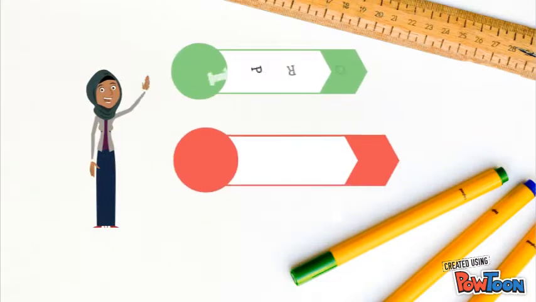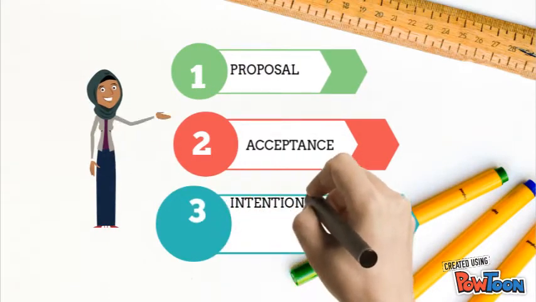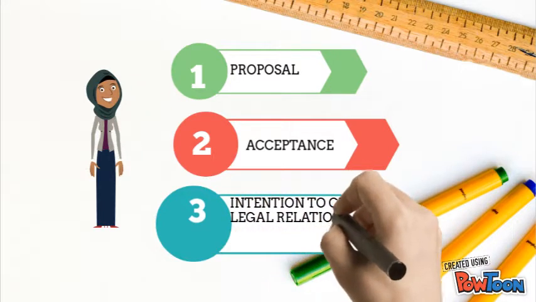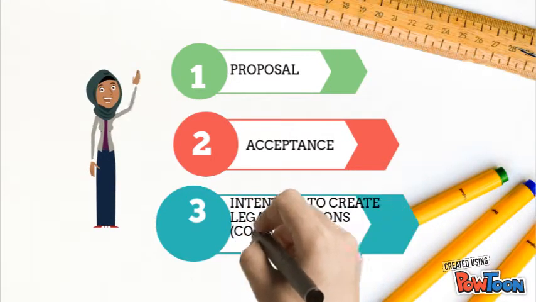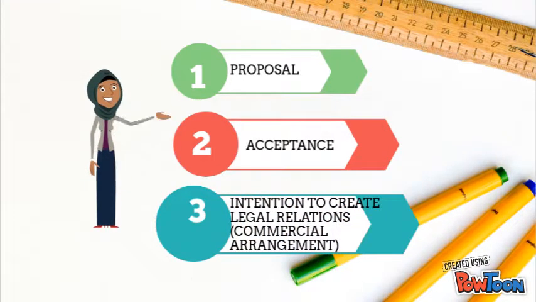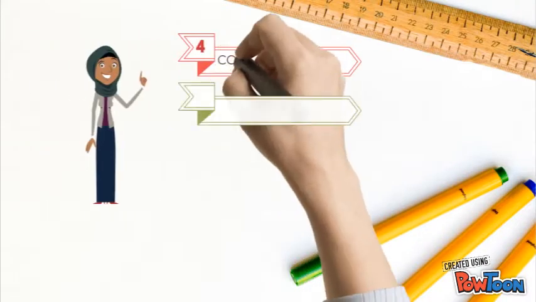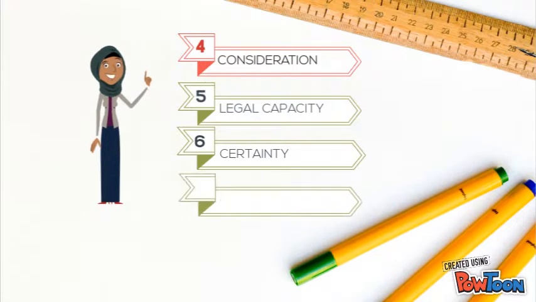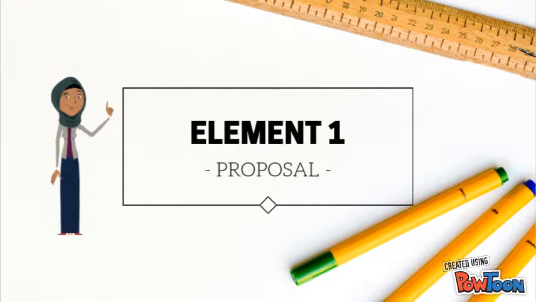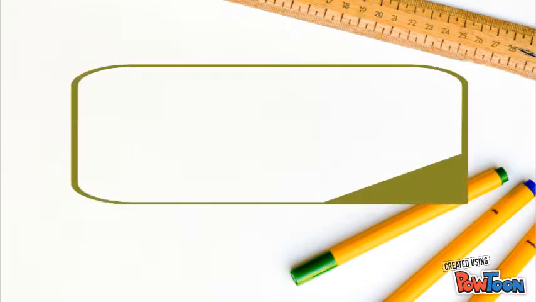There are 7 elements of contract. Number 1 is proposal, number 2 acceptance, and number 3 intention to create legal relations. Number 4 is consideration, 5 legal capacity, 6 certainty, 7 free consent. Element number 1, proposal. Contract Act 1950.